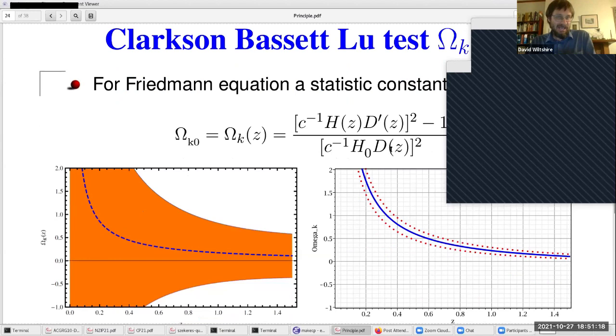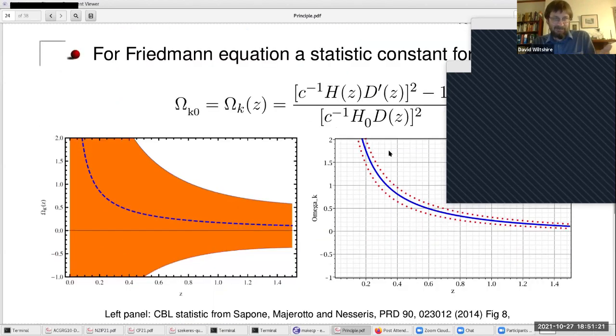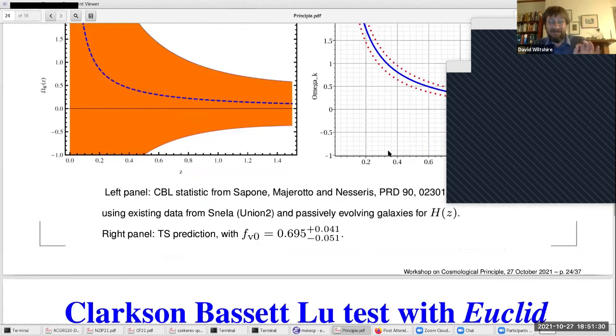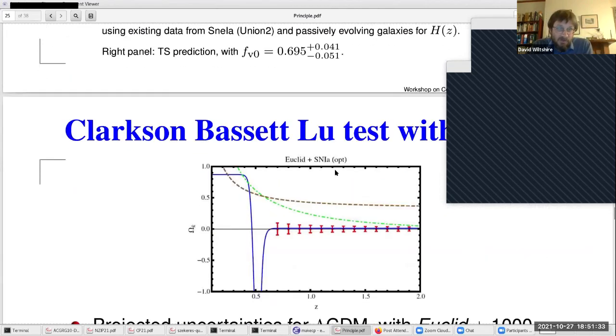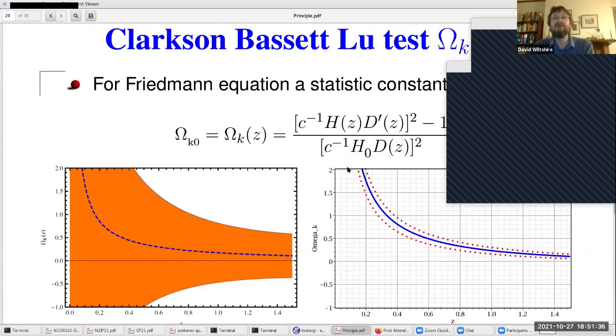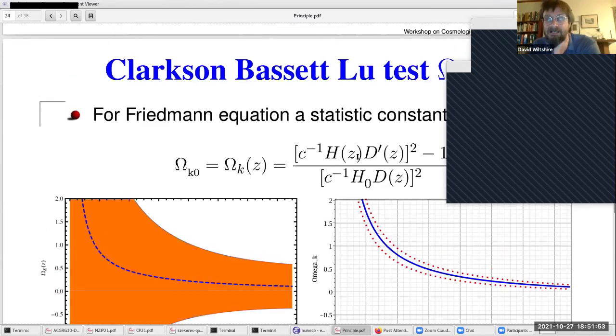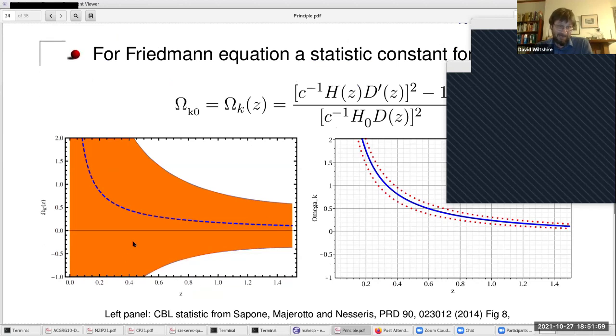And anybody's model will violate the Clarkson-Bassett-Lu test if space does not expand rigidly on average, right? So this is in fact not the best way to do the test, because I quantified this first in a paper in 2009, and if I was doing it, I'd just look at the numerator and not the denominator, because in general, as they've done it here, it will blow up.